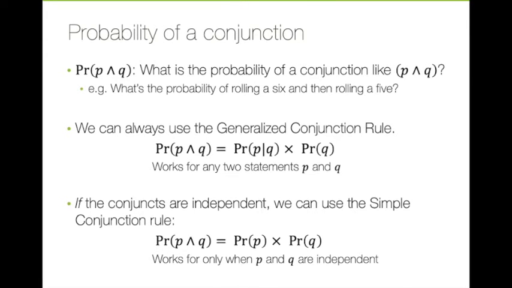Sometimes we want to know the probability of a conjunction. That would be written PR of P and Q. And here we should see some kind of conjunction term in the written English.